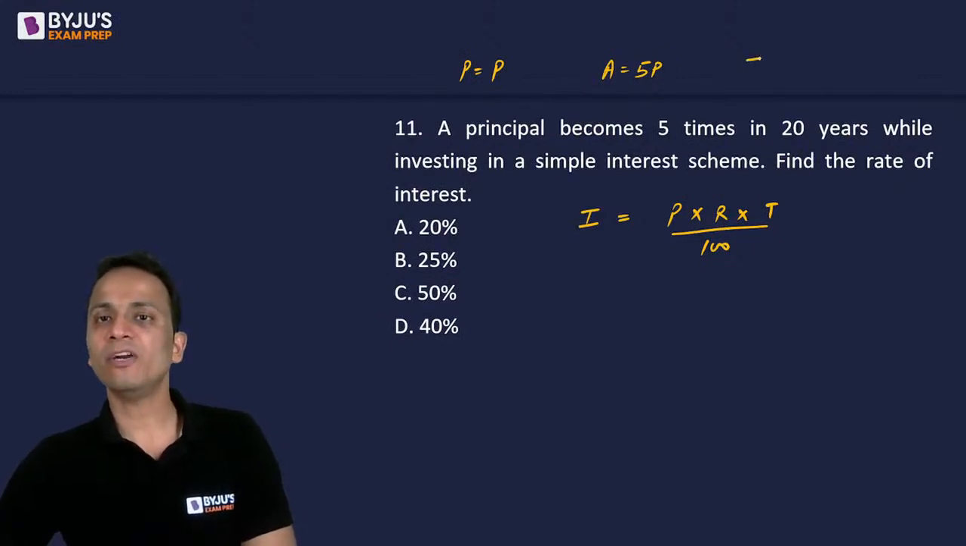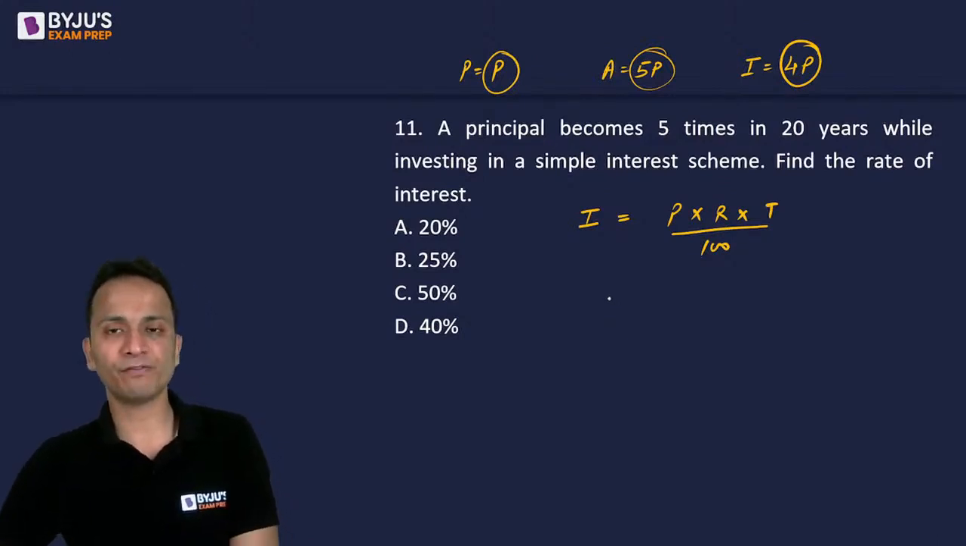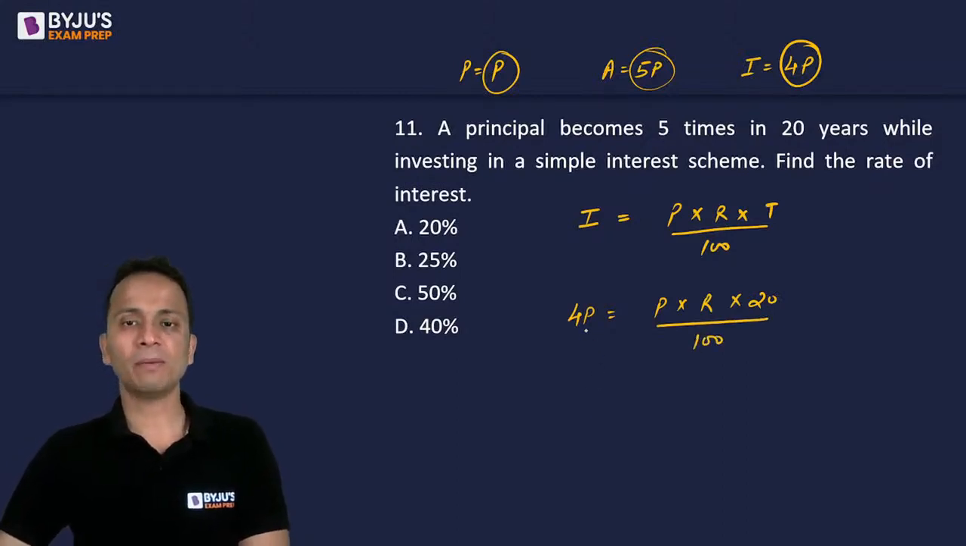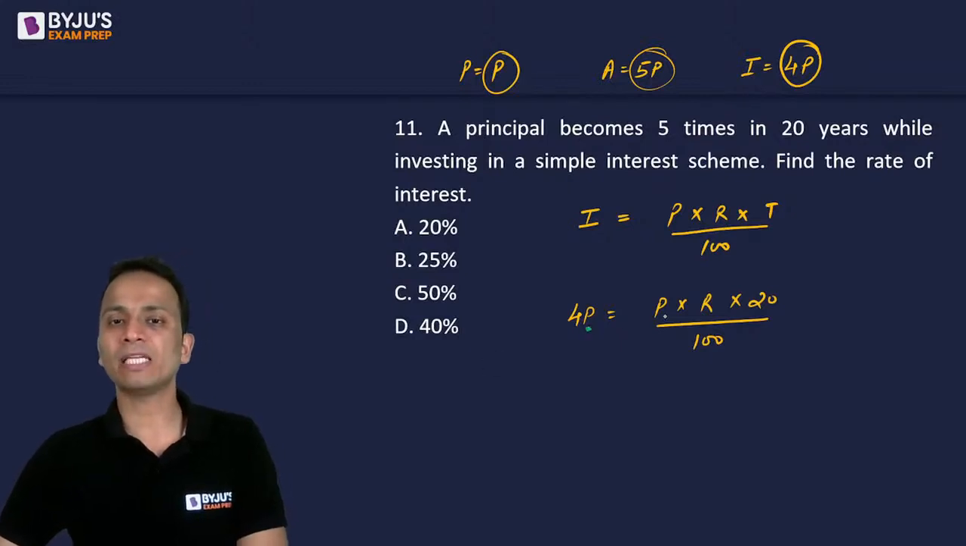So what is the interest I have gained? Amount minus principal. So 5P minus P, that is 4P. 4P is the interest. Now you can feed these numbers in the formula. So interest, that is equal to 4P, is equal to principal into rate of interest. Rate of interest calculate karna hai. Time is given as 20 years divided by 1. Okay, now P will get cancelled from both left hand side and right hand side. P को cancel कर दो.